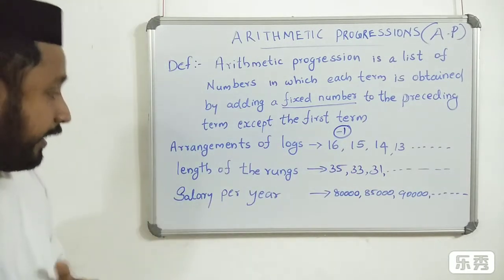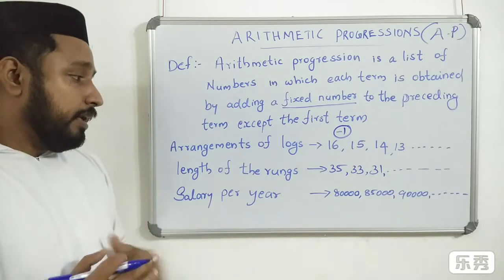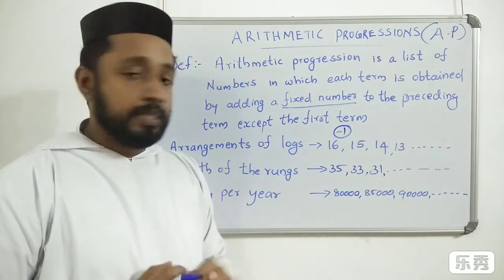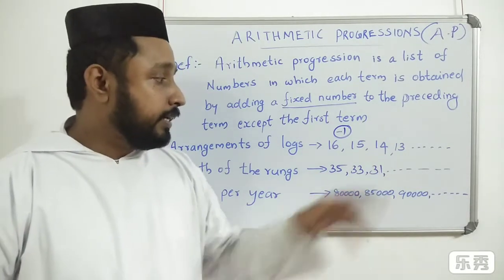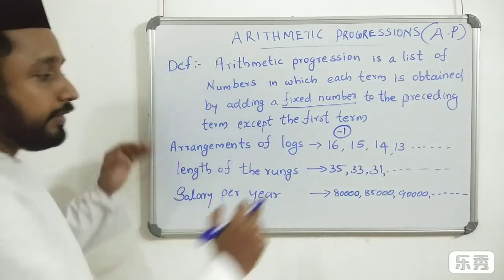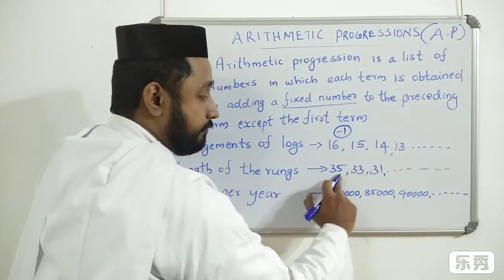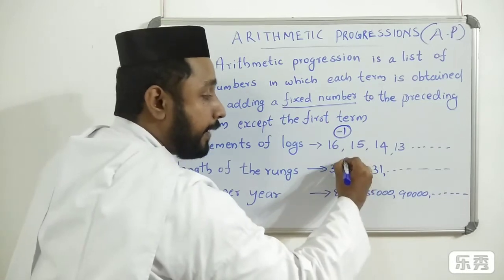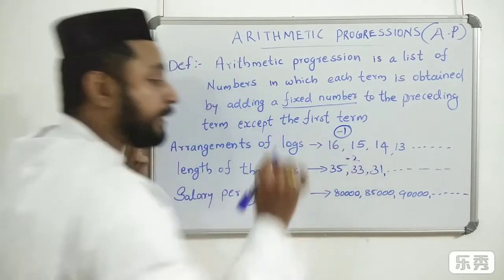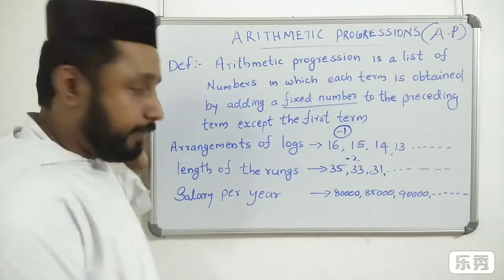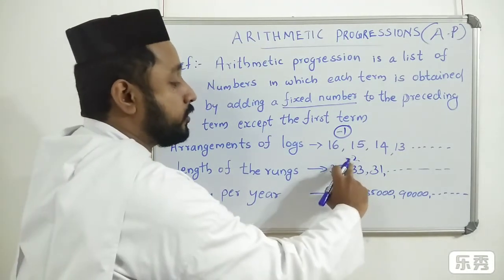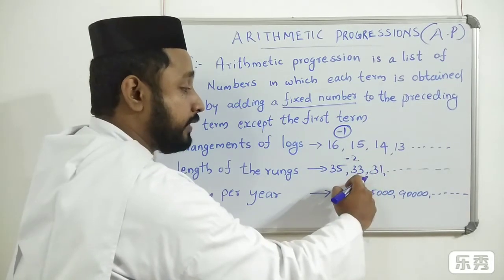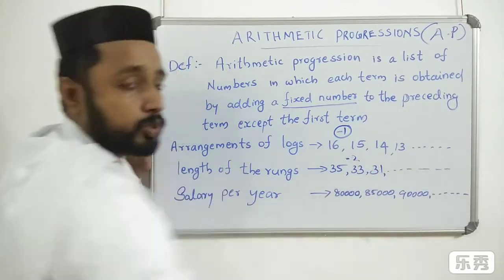In the second example, the lengths of the rungs: the first length is 35 centimeters, then 33 centimeters, 31 centimeters, etc. Here, first 35, second 33. How will we get 33? By adding minus 2, simply subtracting 2, or in other words, adding minus 2. So when we add minus 2 to 35, we will get 33. Then again, adding minus 2 to 33, we will get 31, and so on.